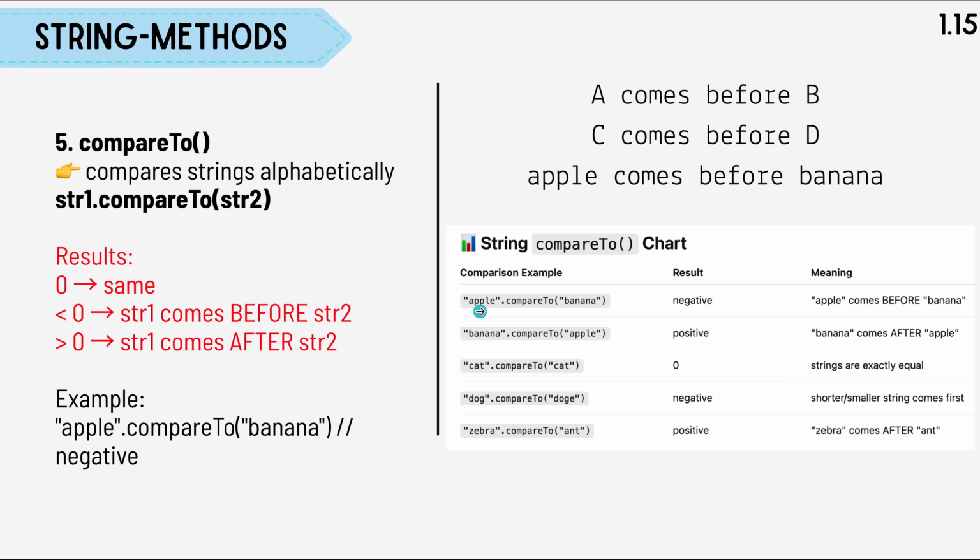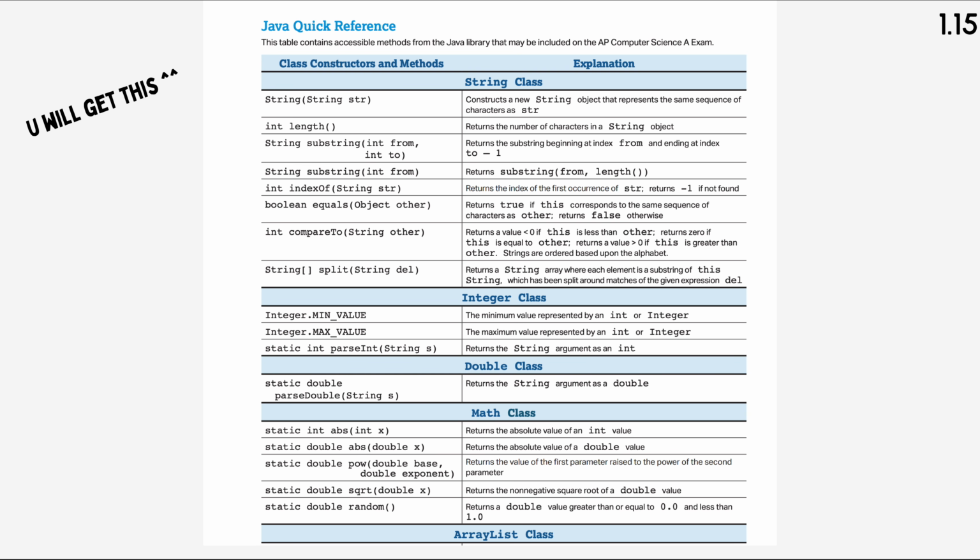So it compares apple to banana, and it's going to give me negative because apple comes before banana, because A comes before B. And since banana to apple is positive because B comes after A, cat to cat is going to be 0, dog, but then since this is bigger, it's going to give me negative. So if the bigger one is the argument in the brackets of compareTo, then it would be negative, and if it's not, it would be positive. Since over here zebra is the greater one, since it's farther away in alphabetical order, it's going to give me positive.